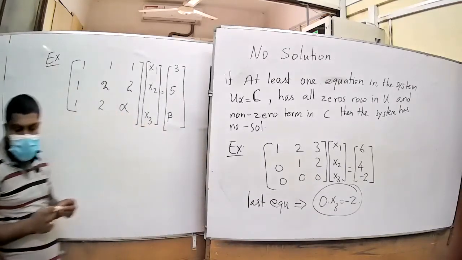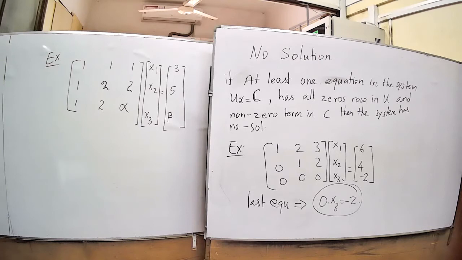Okay, so here is a system. 1, 1, 1, 1, 2, 2, 1, 2, alpha, times X1, X2, X3. Three equations, three unknowns. The right hand side is 3, 5, and beta.